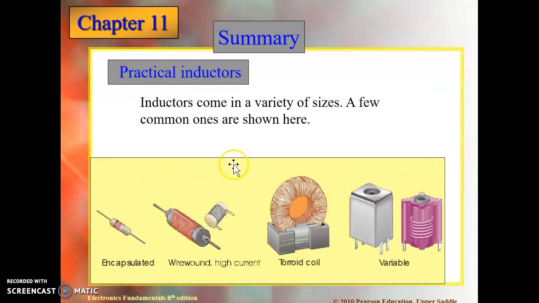Practical inductors. Inductors come in a variety of sizes. A few common ones are shown here. If it is encapsulated, it will look like a resistor. If it is a wire one for high current, it is for high power. You usually don't see this because they create inductance and they can pull you in. If you go to distribution stations you would see them, but they are off limits for the regular public. You see this a lot if you were to open your laptop.